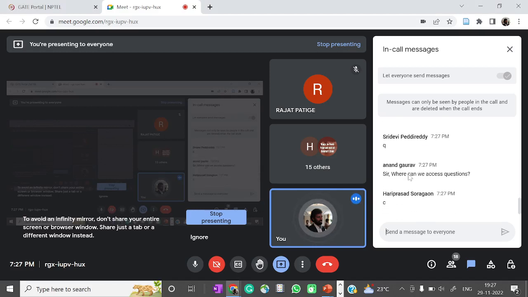Anand Gaurav, where can we access the questions? These are all the questions that I prepared based on the kind of questions that were given in instrumentation, ECE and computer science over the last 20 years. I picked up some questions to get a flavor of the miscellaneous kind. Miscellaneous means if you only know the basics, you can answer that kind of question. I picked them up and kept them here.